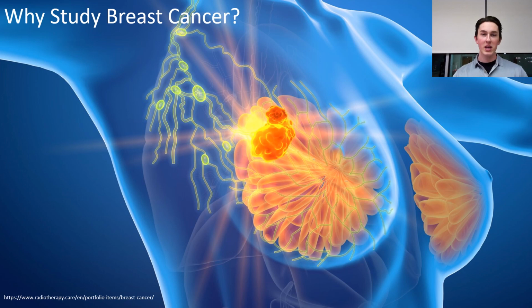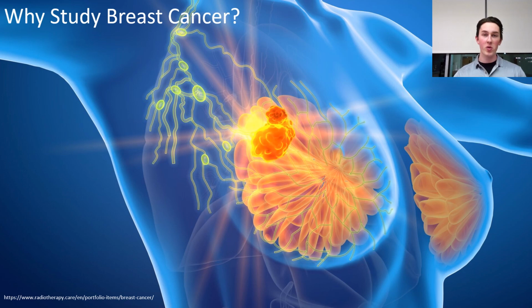So why study breast cancer? Well, it's the most common cancer among women, the second most deadly cancer in women, and metastasis, or the ability of cancer cells to migrate, is the leading cause of death in cancers, not just breast cancer, but all cancer, and up to 90% of cancer deaths are from metastasis and not the original tumor itself.